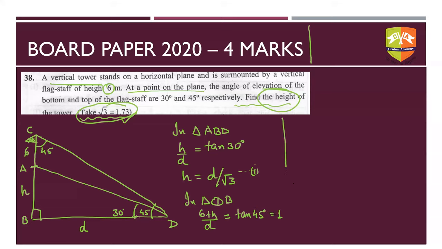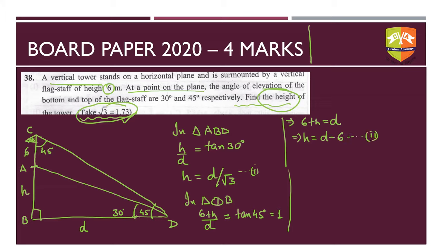So let me write now here. As suggested last time also, don't write in multiple columns. Write in one single column. There is no dearth of paper in the board exam. So 6 plus h is equal to d, right? So h is equal to d minus 6. This is equation number 2.